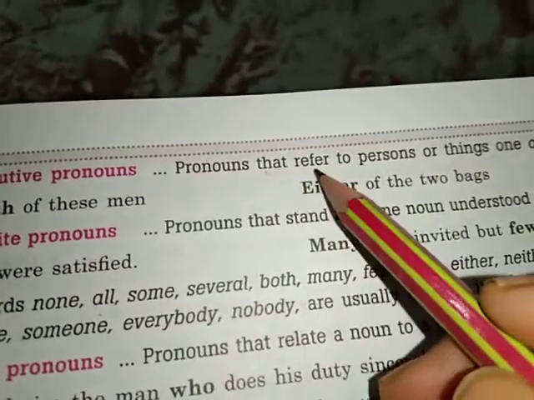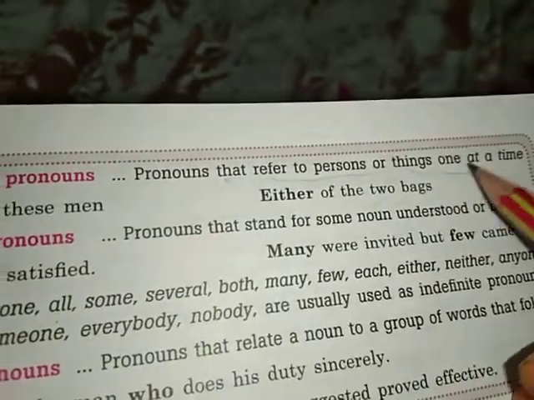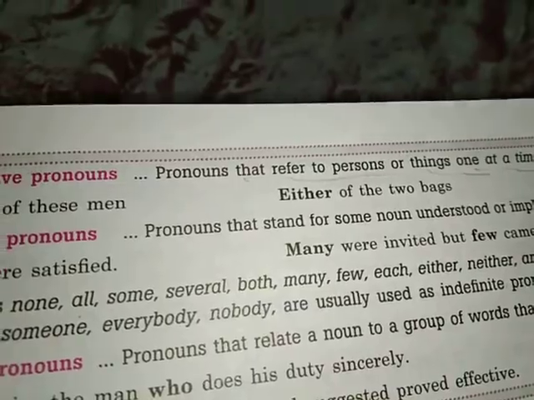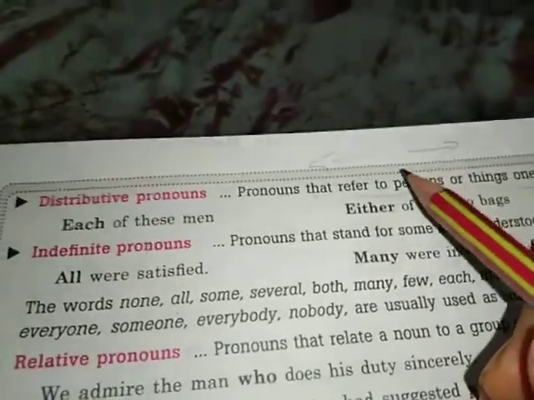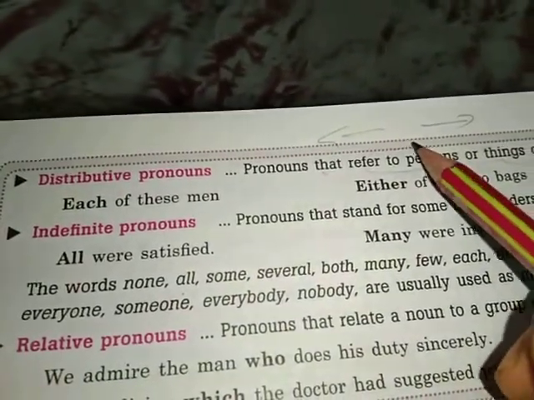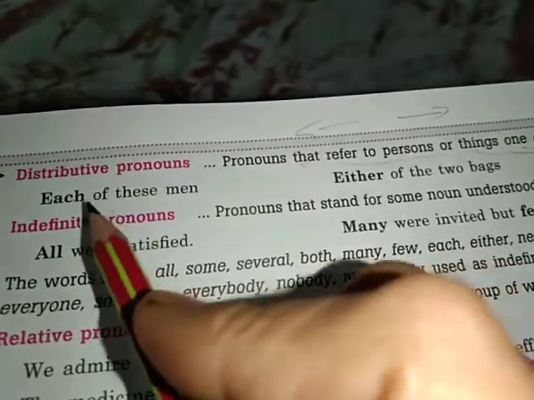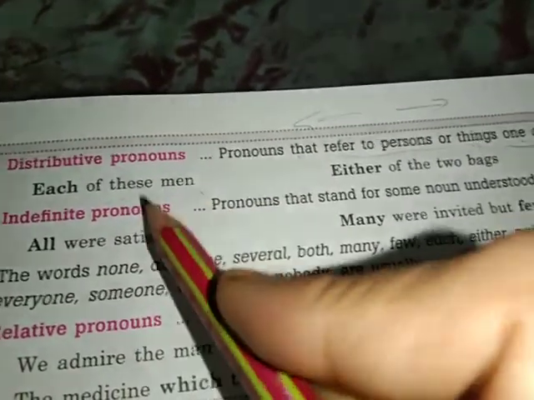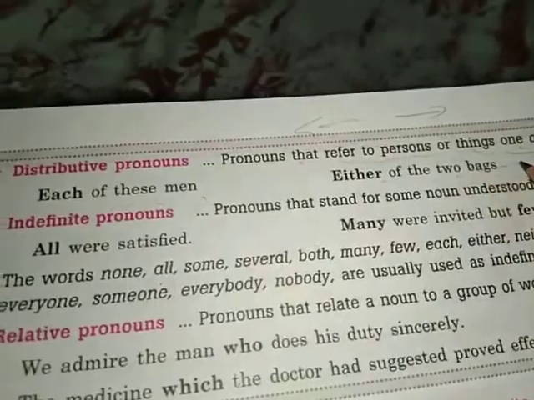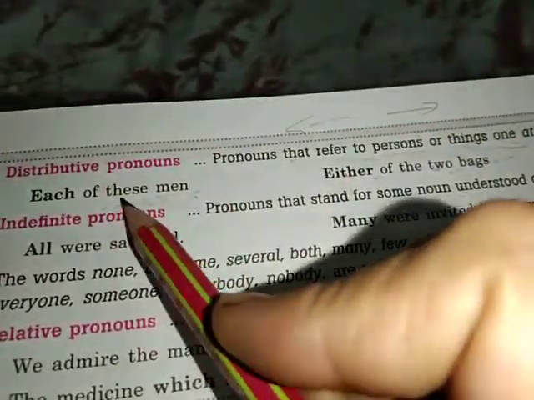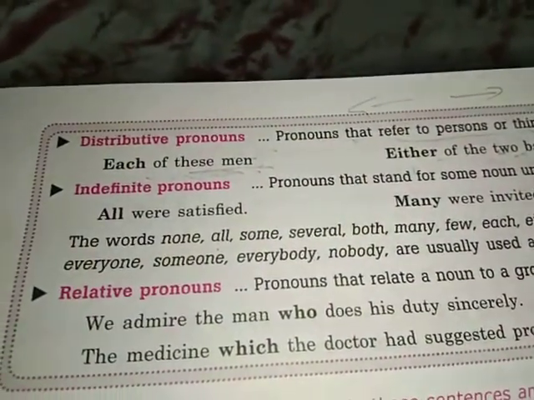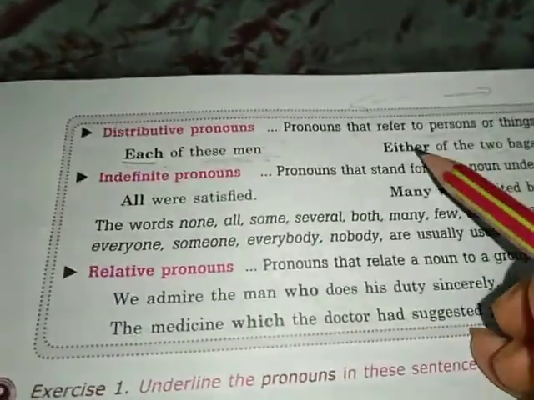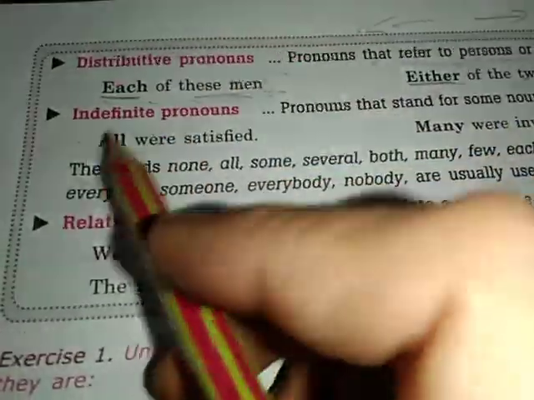Further, distributive pronouns. Distributive pronouns refer to persons or things one at a time, right? They are used to distribute the importance of the work, the action in the sentence between two or more different people. Each of these men, right? Either of the two bags, meaning equal importance is given to both bags. Equal importance is given to all the men who are available. Each of these men. So these are distributive pronouns. Each and either, either or, neither. All these are distributive pronouns.